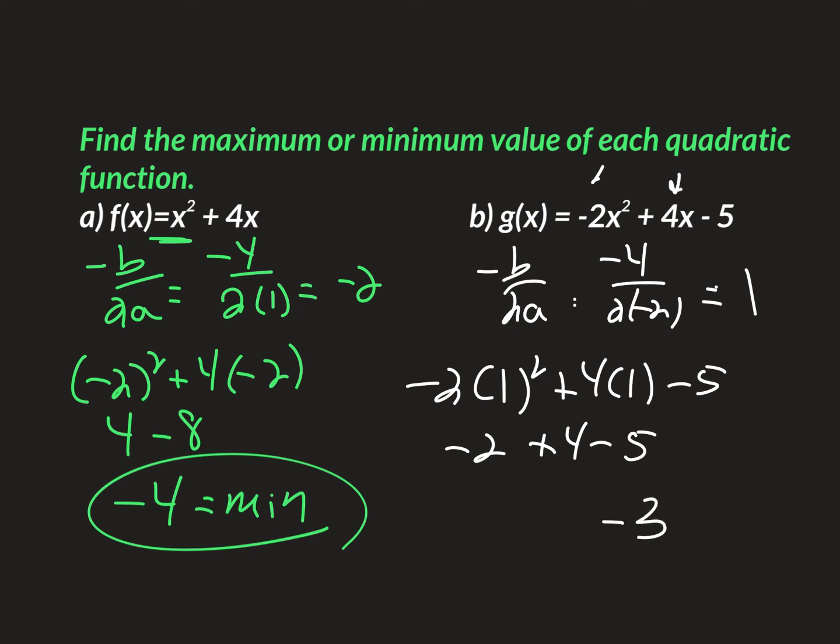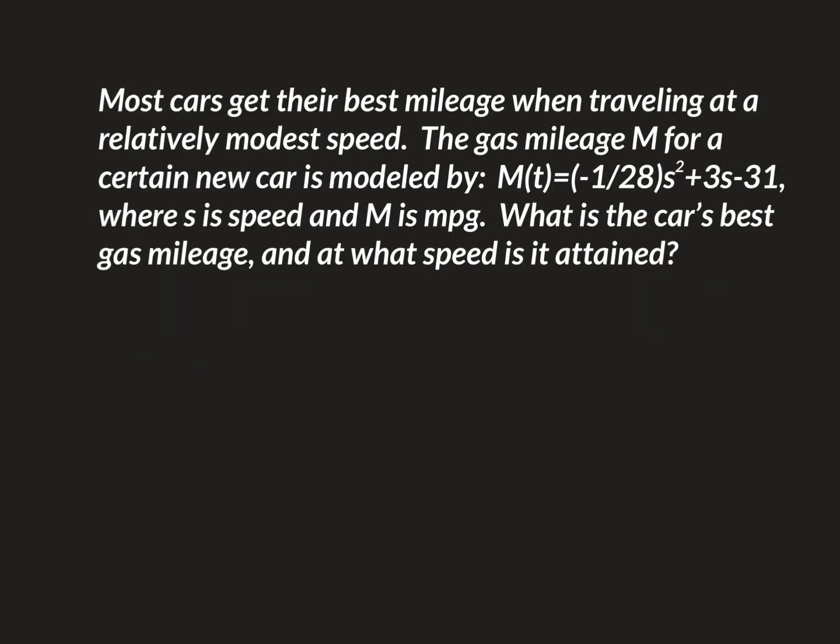Now that one opens down because the negative 2 is negative. So I'm going to put minimum. The minimum there, sorry, the max. I don't know what I'm saying. The max is negative 3 because it opens down. It has a max. Sorry about that. Let me write it again. That's a max, and that's the y-coordinate. Remember, it's negative 3. One more slide.